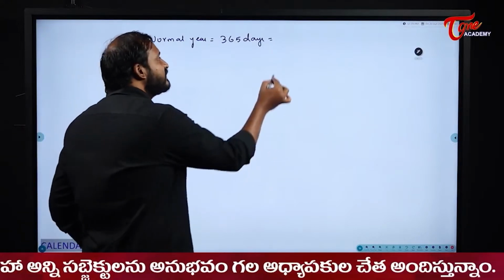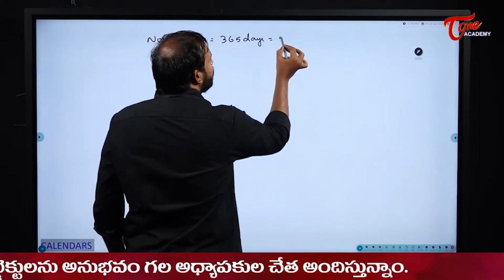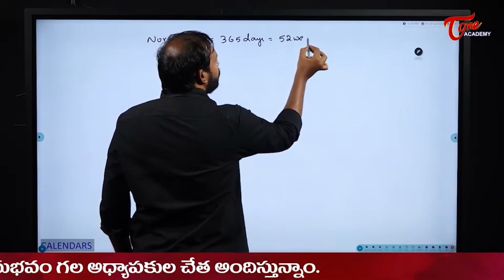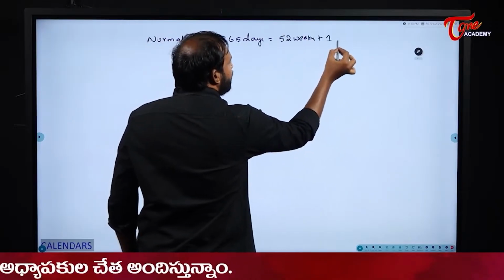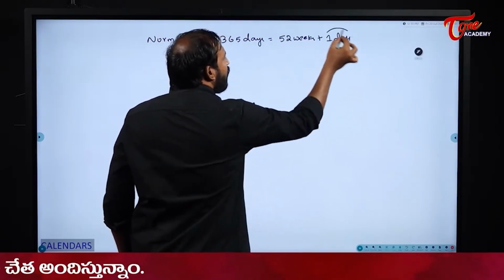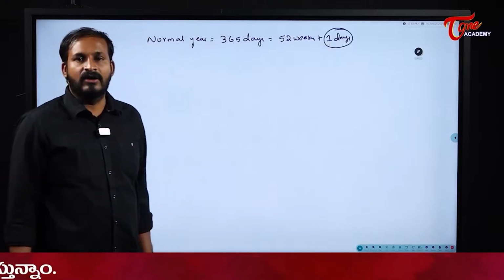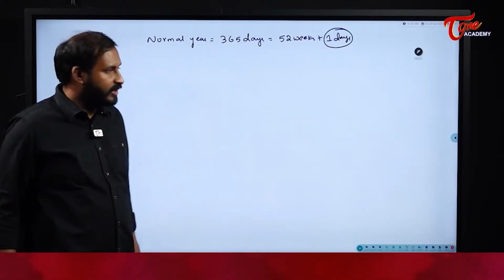So when you divide 365 by 7, what will you get? 52 weeks exactly, plus 1 day. That means for a normal year, how many odd days are there? 1 day. Okay, good, super.